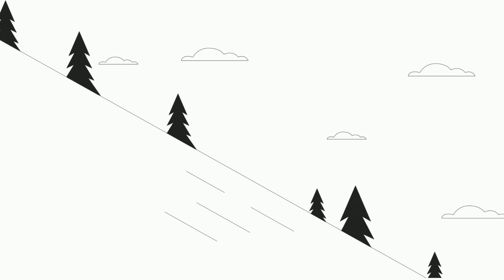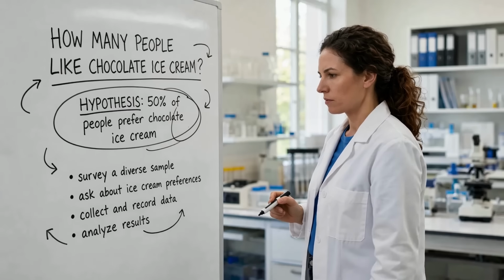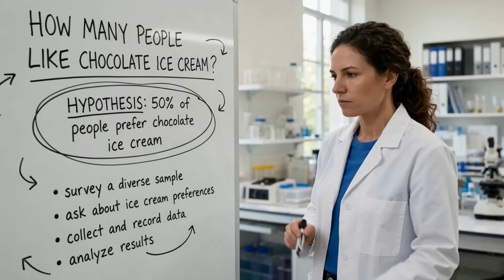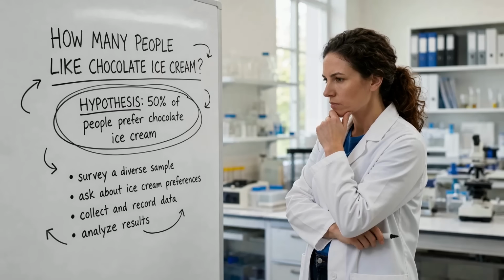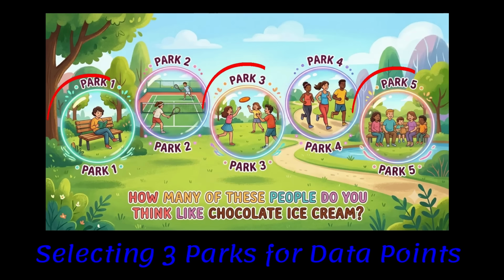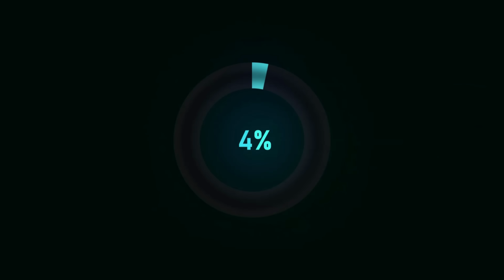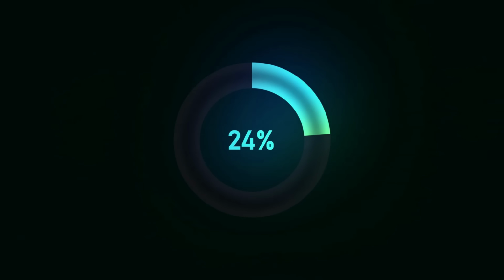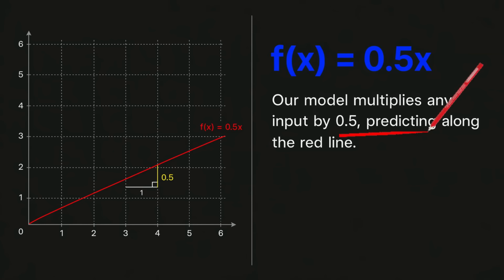Let's talk slope. In the mean squared error, we want to find out what our error is. But in order to figure out what our error is, we have to have an estimated guess. What's our hypothesis? Well, let's pretend we're going to 3 parks. At each park, we're going to ask people if they like chocolate ice cream. I'm going to guess that half the people want chocolate ice cream, and that gives me my predicted slope of 0.5.